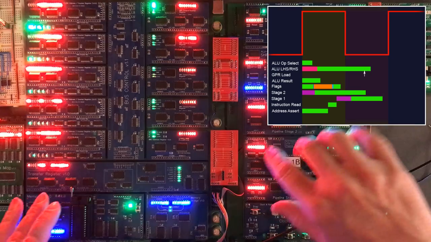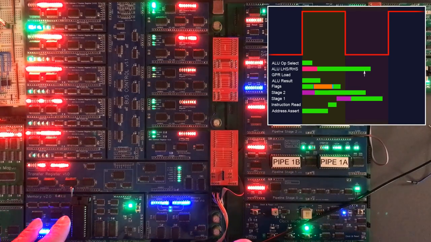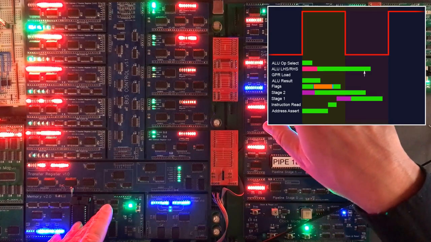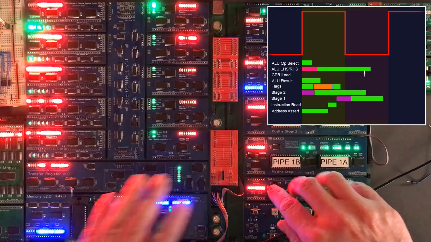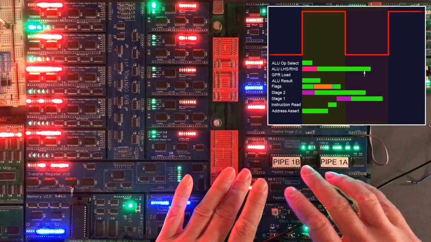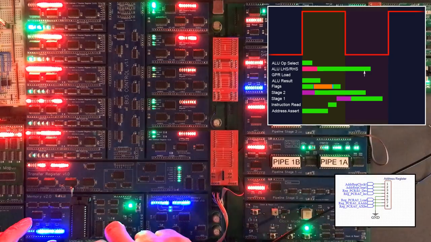But it's clear right now that the critical path that we've got is instruction fetch through to pipeline stage one. The ALU doesn't actually take a part because the instruction fetch takes slightly longer than that zero flag. But if we sped this up at all, that zero flag might come into play.